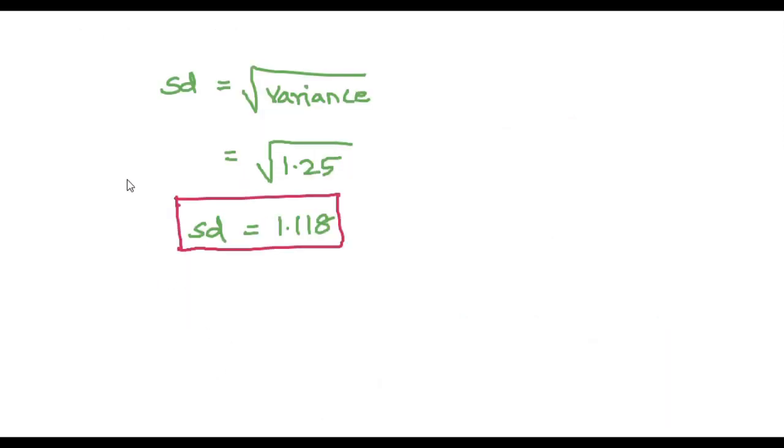And the standard deviation is found by taking the square root of variance. So we already found variance, which is equal to 1.25. The standard deviation equals 1.118. So these are the methods to find the measure of variation. There are other measures of variation also, but these are very important.